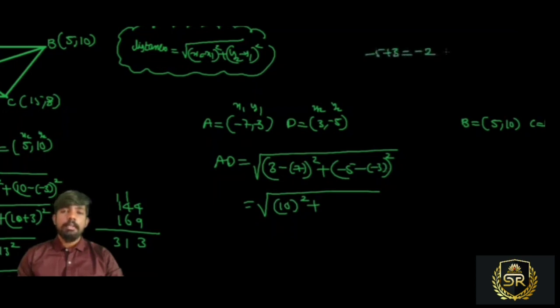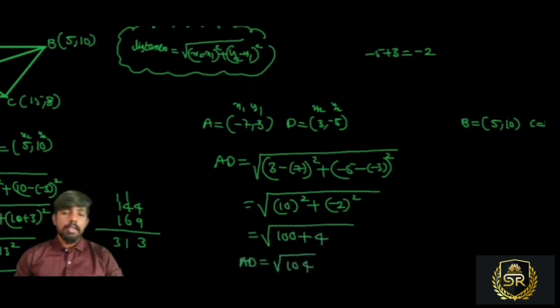Minus 5 plus 3 is minus 2, right? So minus 2 whole square. So from here, 10 square is 100, plus 2 square is 4. Therefore root over 104. Root 104 is the AD distance.